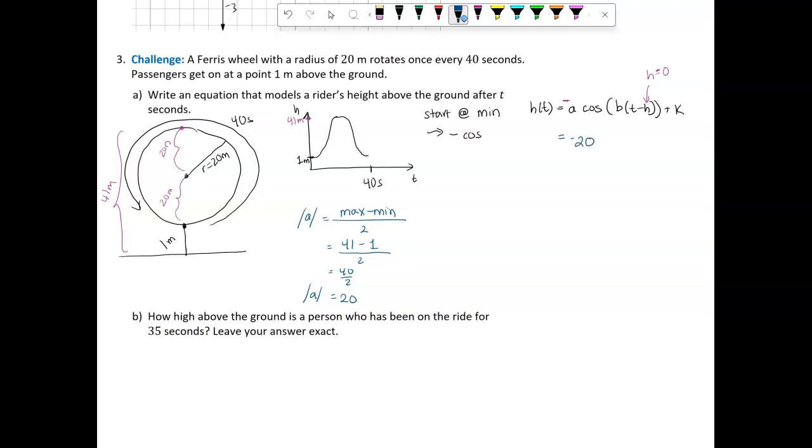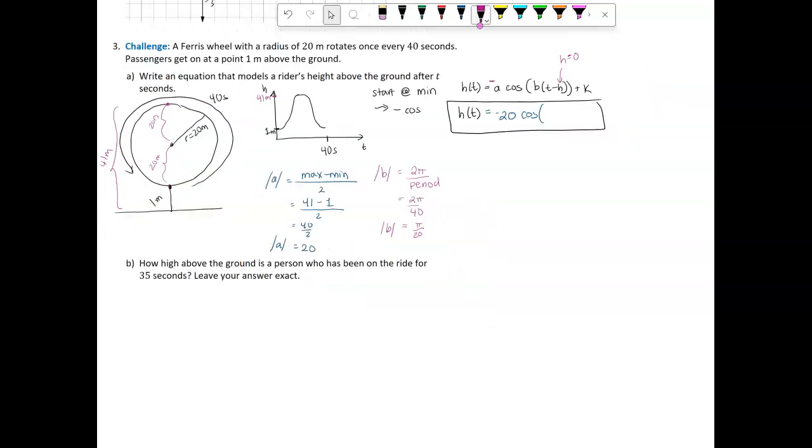Our other thing, so we have cos. Now we can calculate our b value. Our b value is related to our period. So we've got 2 pi over our period, which in this case is 40 seconds. So 2 pi over 40, which is really pi over 20. So that is our b value. I'm going to put that in, cos of pi over 20. And we said that there's no h value, so I can just write t and end the bracket there.